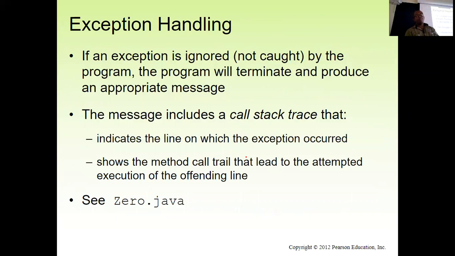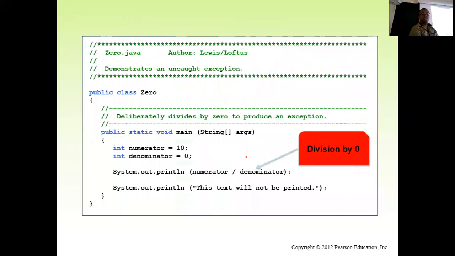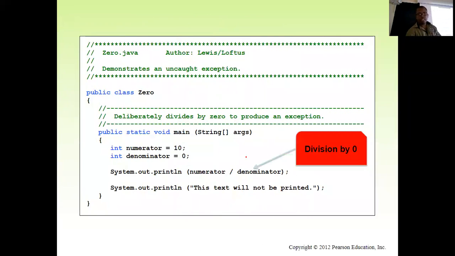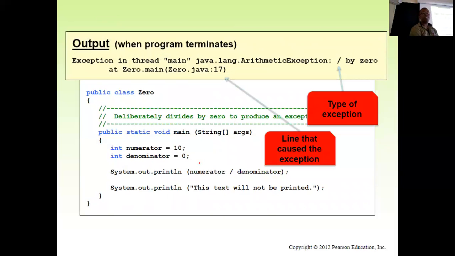Now, if an exception is ignored, the program will terminate and produce the appropriate message. And I talked about that a little bit earlier. So here's an example where there is a denominator and a numerator and some division going on, and that will cause a division by 0, which we know is impossible. And so there will be an exception thrown here, and that is going to result in something looking like that. Ever seen that before, Barbados? Yeah.